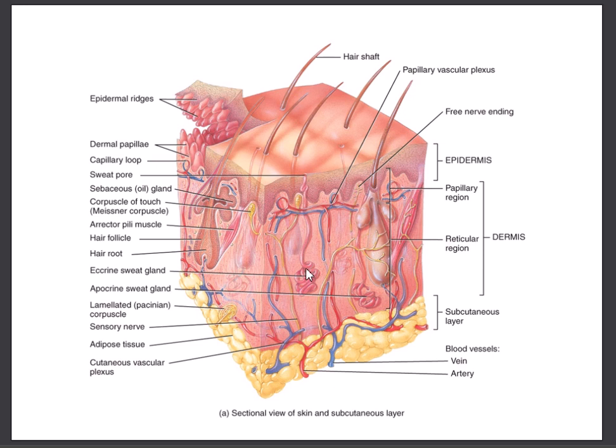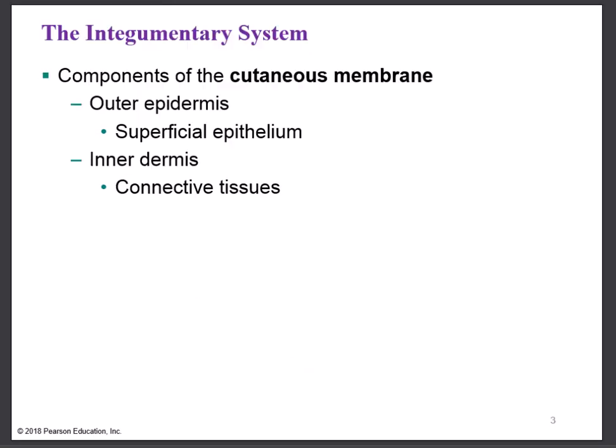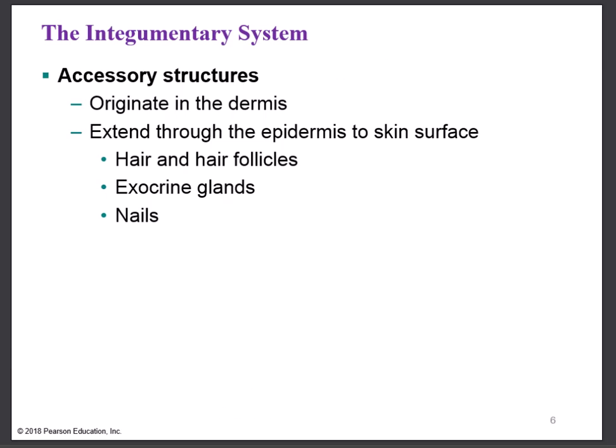Here's the sweat gland right here. That's the coil tube, and then the sweat goes up through the epidermis. Right, so all of these accessory structures originate, they live in the dermis, but then extend up into the epidermis.